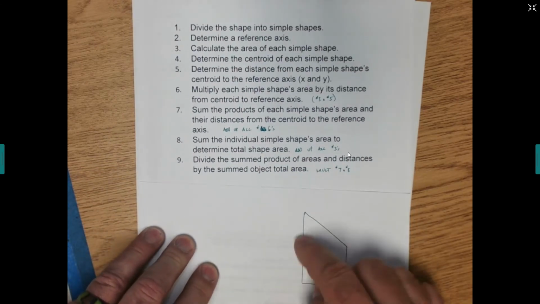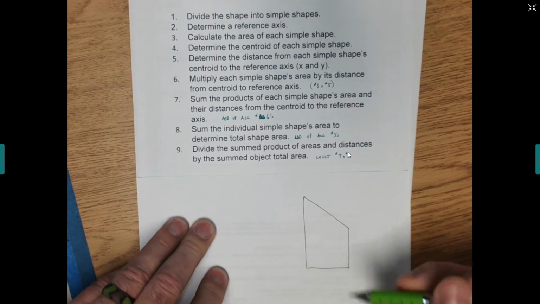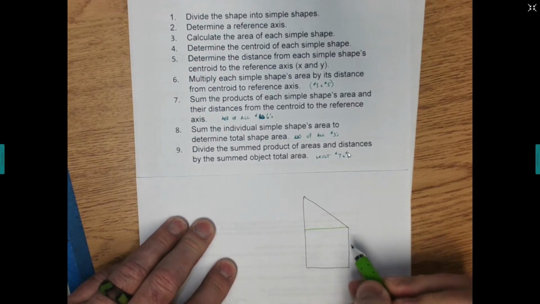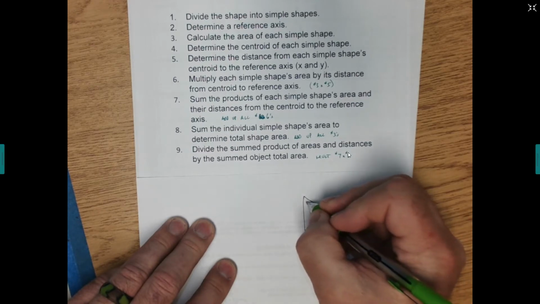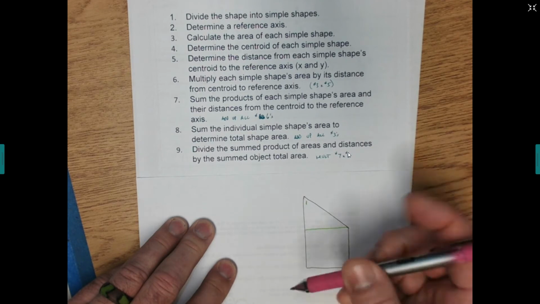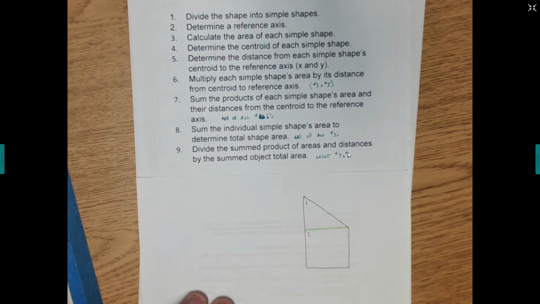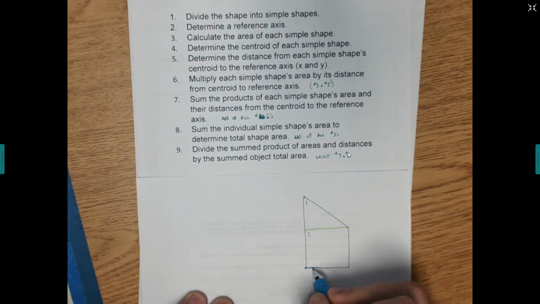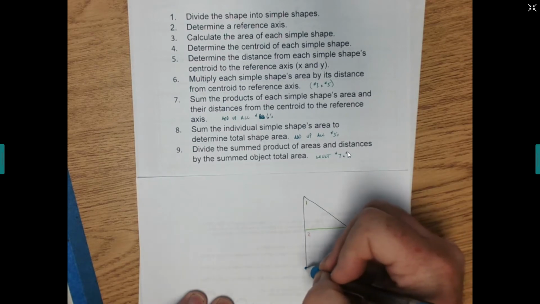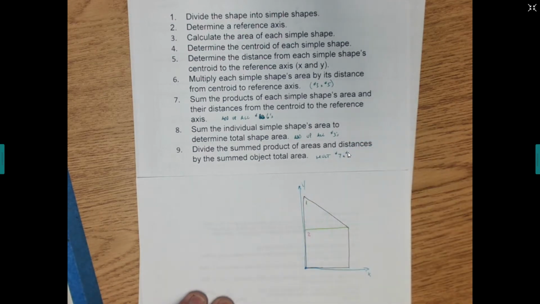Okay, so the first thing, here's my complex shape. It's fairly simple. I'm going to make it as easy as possible. We're going to divide it into simple shapes. So we're going to just cut this thing down the middle so we have a right triangle and a square or a rectangle. We'll call this shape number 1, and this one at the bottom shape number 2. Now we want to determine a reference axis, so that's where we're going to set our origin. So this is going to be my origin, and then we'll make this the x-axis, and this the y-axis. Okay, so there's my reference axis.